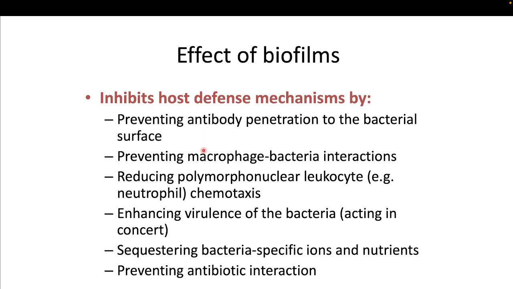Next could be, it prevents macrophage bacteria interaction. So macrophages, you might know, are the most important phagocytic cells in a human body. They are the most important cells of the immune system. Macrophages are able to directly engulf the bacteria and kill it. So biofilms will prevent the macrophage bacteria interaction, and they'll also reduce the leukocyte interaction. Leukocytes are white blood cells, so it also reduces the neutrophil interaction with the bacteria, again making it more powerful. Or it could enhance virulence of the bacteria.